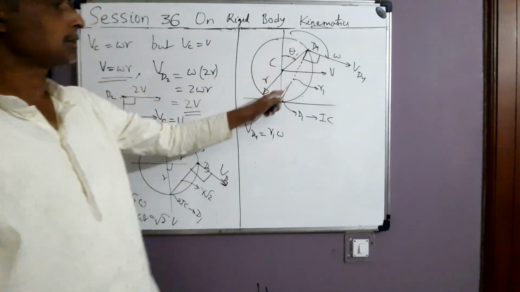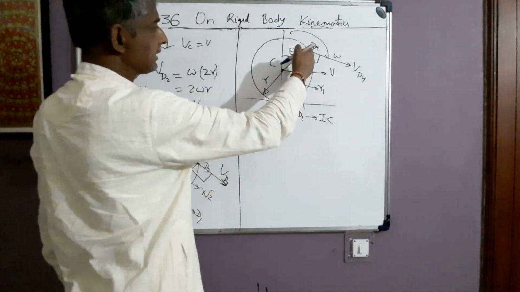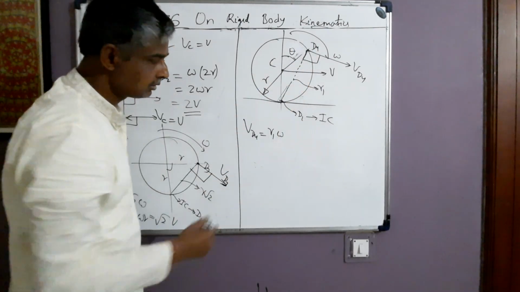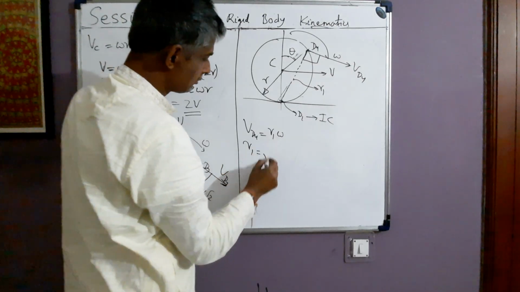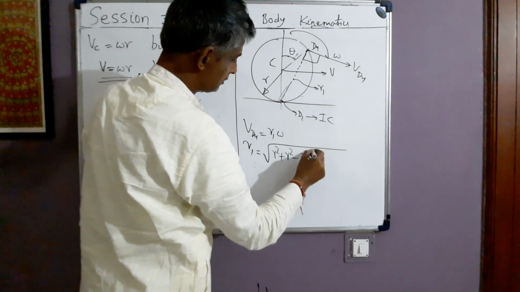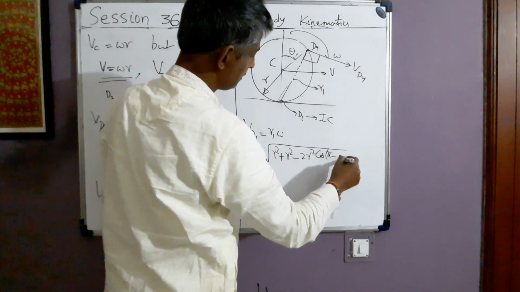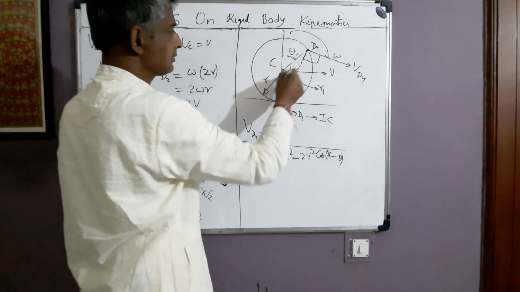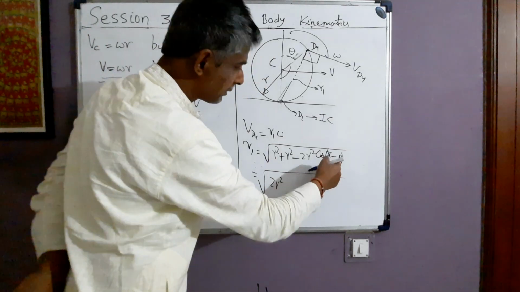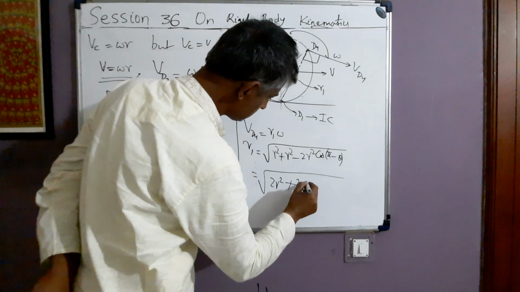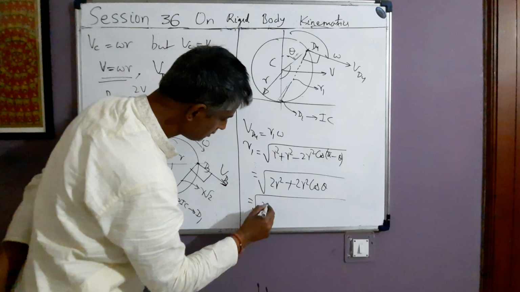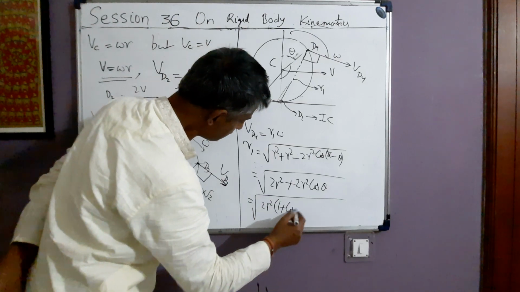Now how to find this distance R1? We can find it directly from the cosine law applied to the triangle C D1 D4. By the cosine law, R1 is equal to root under R square plus R square minus 2R square cos of pi minus theta. This is theta, this is pi minus theta. Cos of pi minus theta is minus cos theta, so it becomes plus 2R square cos theta. This becomes 2R square into 1 plus cos theta.